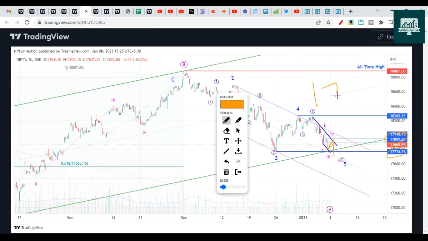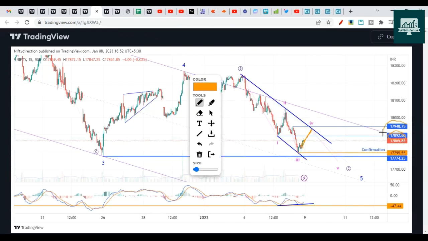So if 17,774 is broken, I'm not expecting a bigger target below this. So max we can expect 17,700. I'm not expecting 17,500 to 600 levels now, because the third wave's length would be greater if it breaks below 17,680. So it should end between 17,900 to 17,950 and then start the dip.